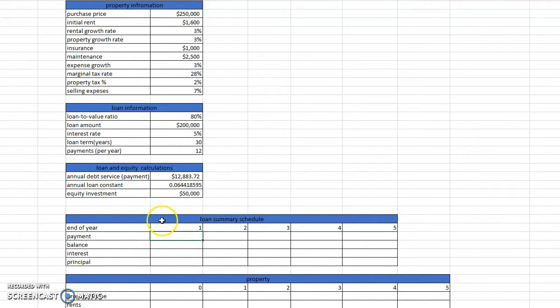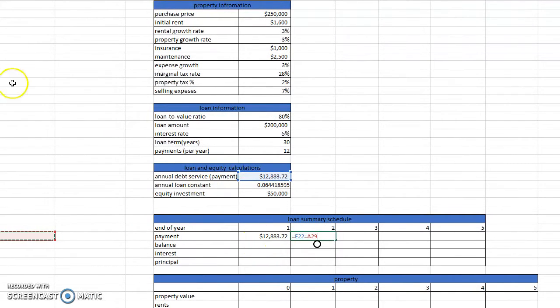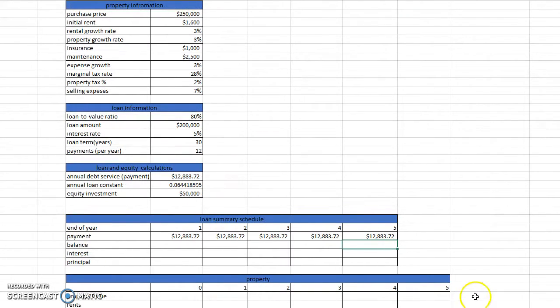Go ahead and start on our payments, which will be the annual debt service, and then that'll be the same across. Then we can do our interest.